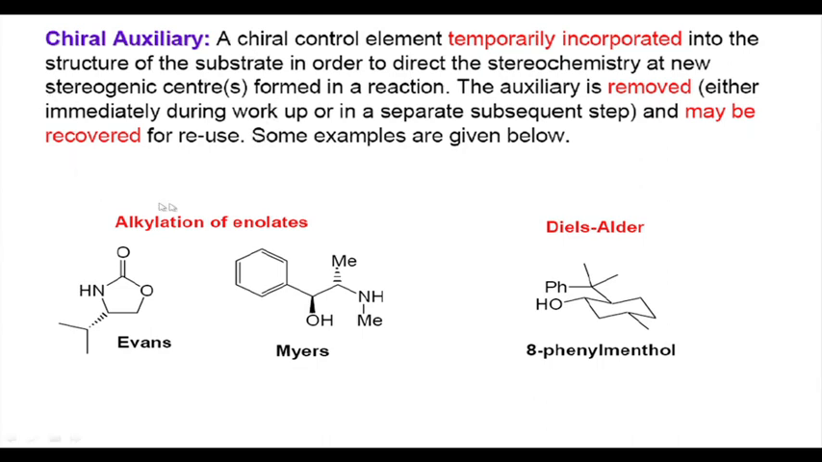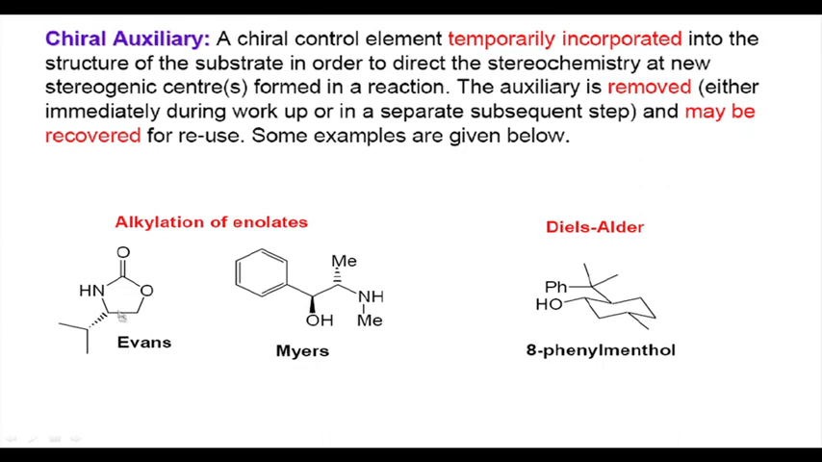There are plenty of chiral auxiliaries available nowadays. They are made mostly from amino acids or other natural compounds, like this one obtained from menthol. You can see 8-phenyl menthol is a chiral auxiliary for Diels-Alder chemistry. Diels-Alder reaction is a 4+2 cycloaddition. Then for alkylation of enolates, that means you are putting an alkyl group alpha to an ester or a carbonyl with stereo control, this type of chiral auxiliary can also be used.